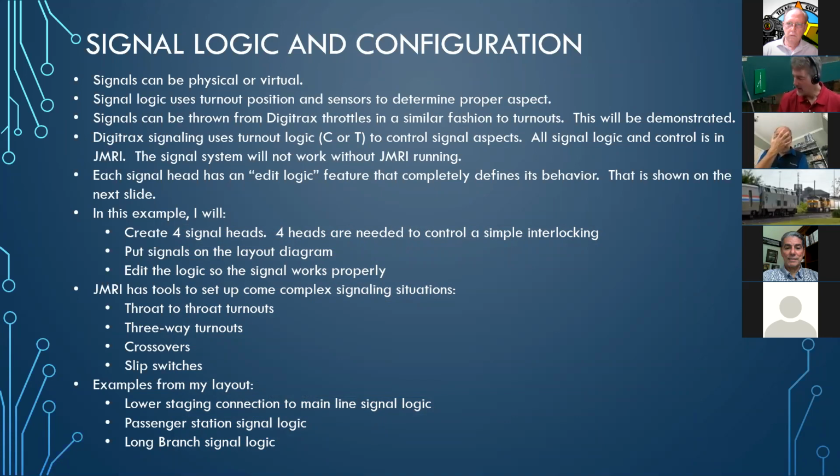And if you remember back in those first slides about turnouts, I showed you how the signals use turnout addresses 257 and up. So like I said, the first SDHC uses 257 through, I think, 324, something like that, and the next one uses 325 through 380, and so on. But it uses the same objects that turnouts use. And then each signal has an edit logic feature that completely defines behavior.